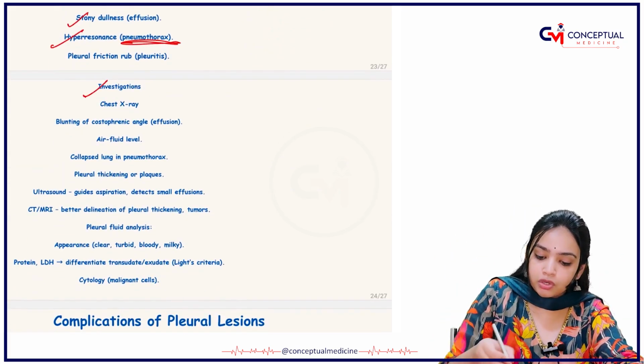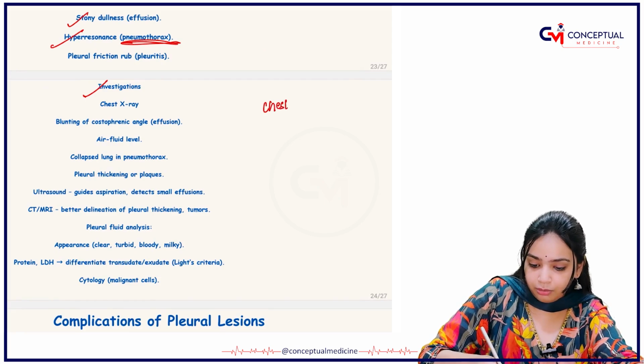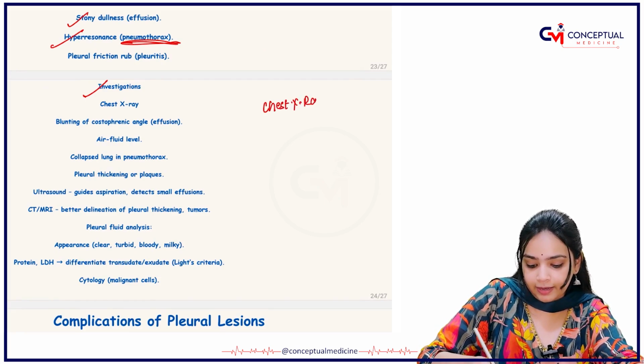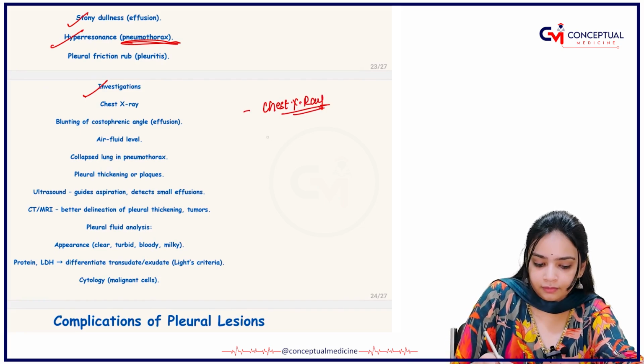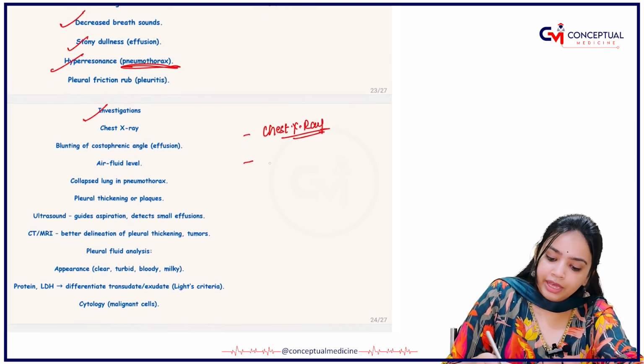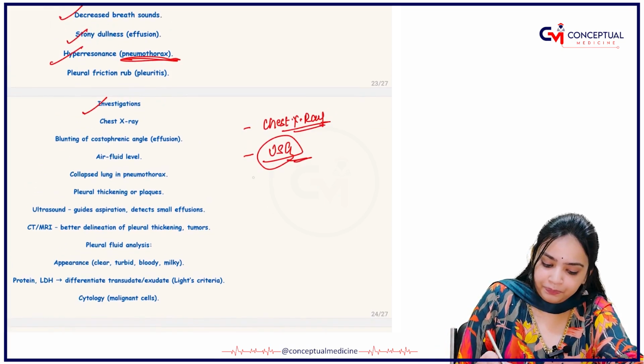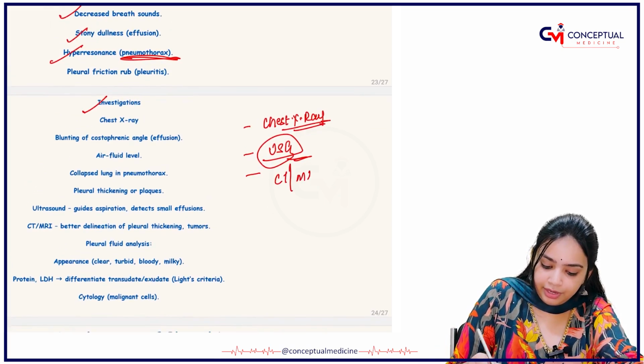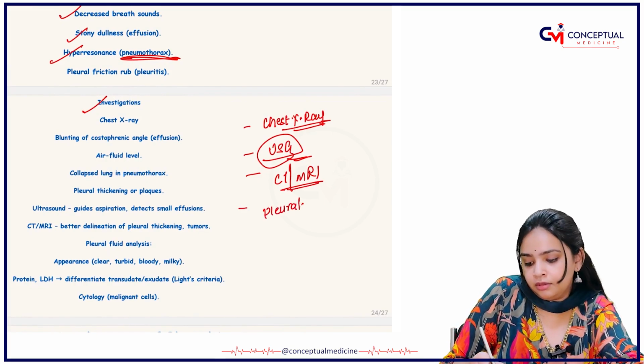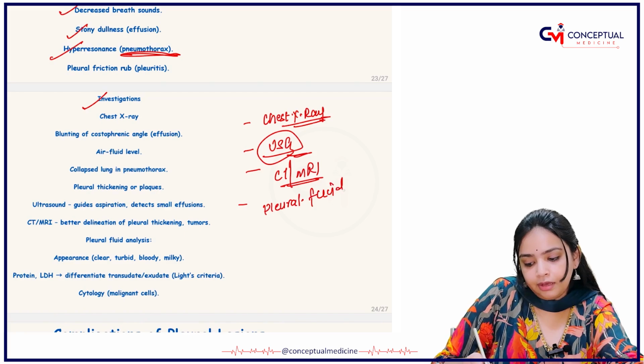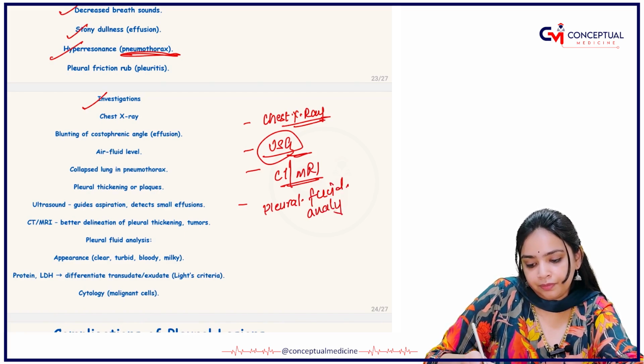What are the investigations you will order? The first investigation that should come to your mind is chest X-ray. Then you will order the USG. Then CT or MRI. Then the pleural fluid analysis.